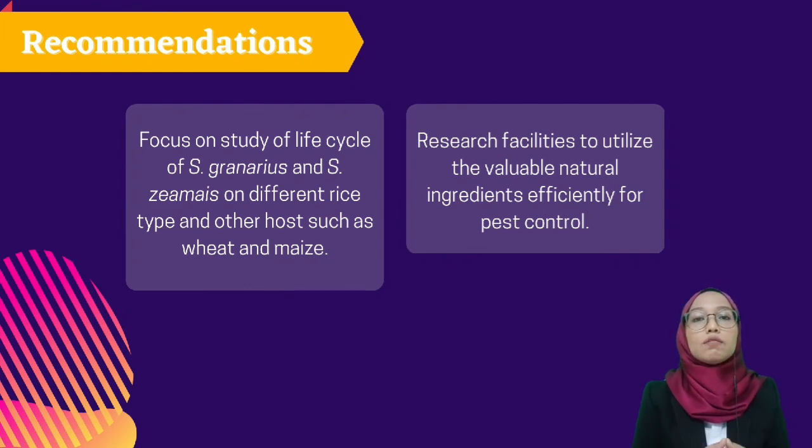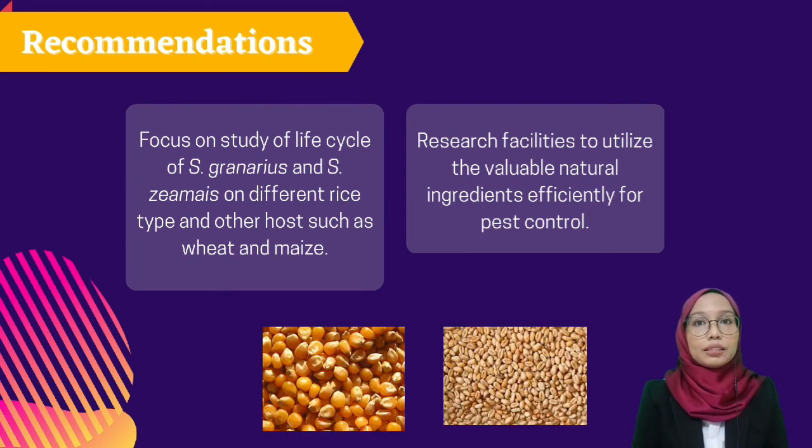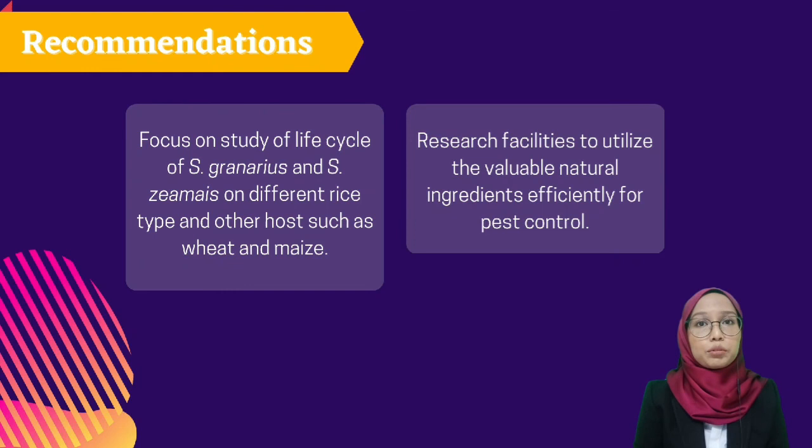Next, besides rice, future research also needs to emphasize the influence of other hosts such as maize and wheat on the life cycle. These findings act as a great comparative approach for generating complete information on their biology and life cycle. Lastly, research facilities need to utilize natural ingredients for pest control without jeopardizing environmental health due to pesticides.